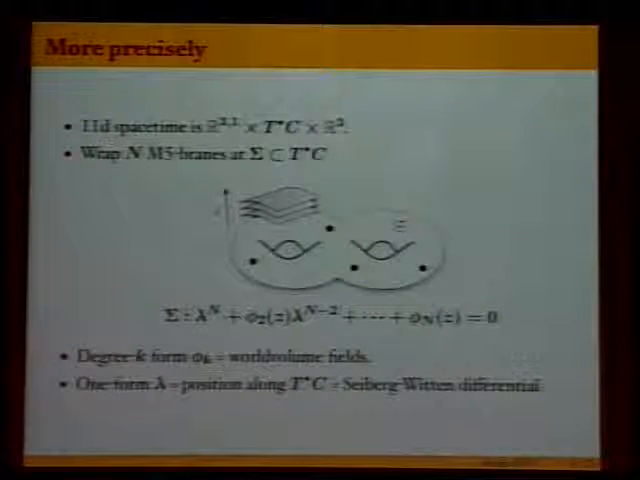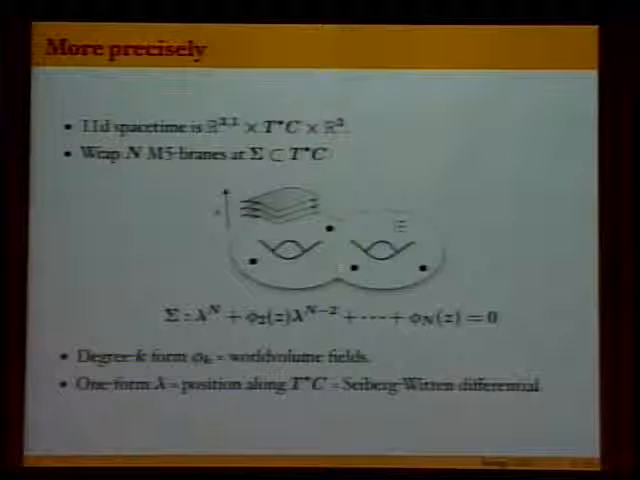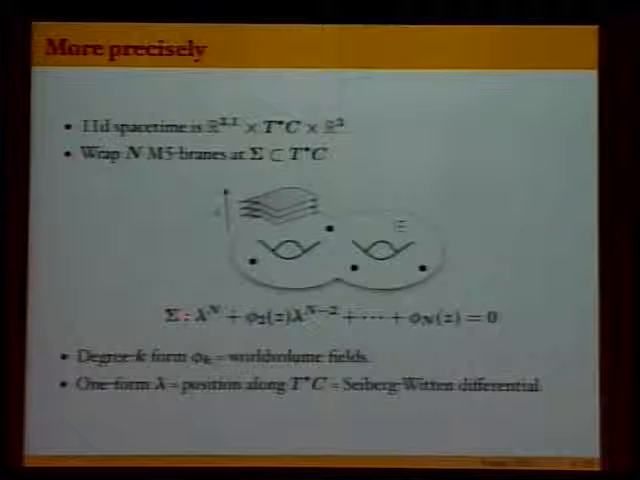From now on, you will see two Riemann surfaces appearing everywhere, so you need to distinguish them. One is the Riemann surface C, which is the base on which you wrap the M5 branes. The other is Σ, which is the N-sheeted cover. So Σ is the classical Seiberg-Witten curve.